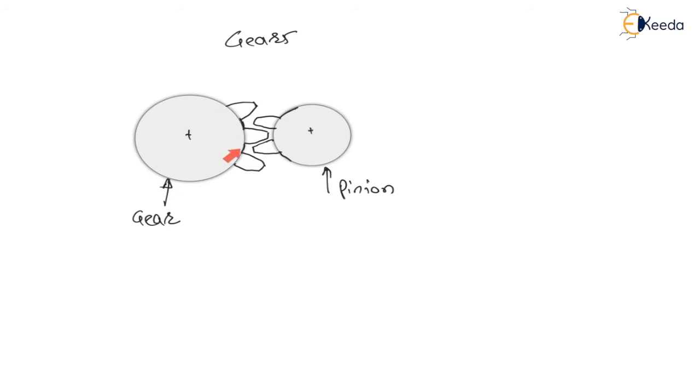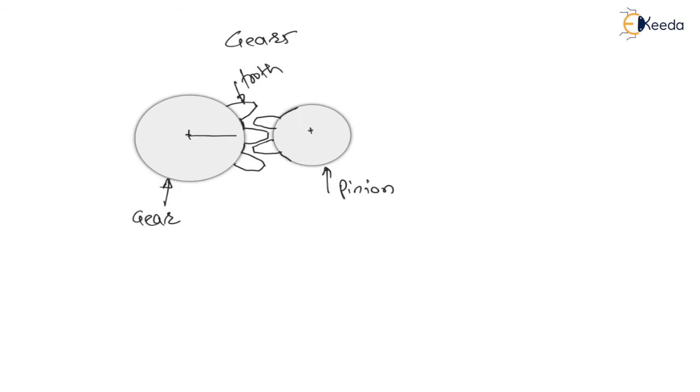Now on these wheels, teeth are cut. These are the teeth, right? This is a gear tooth, or teeth. The teeth of the pinion enter into the spaces between the teeth of the gear, so that the drive becomes positive, right?